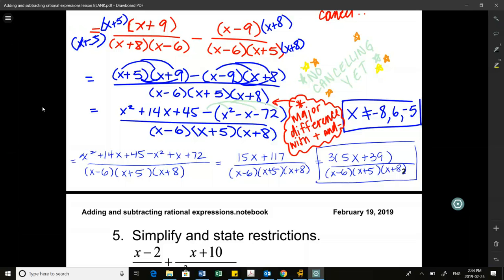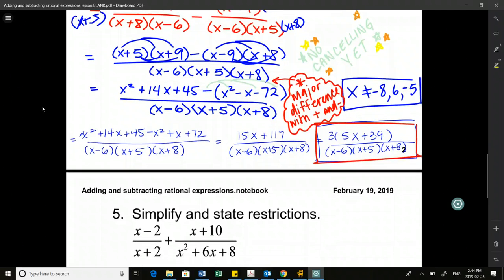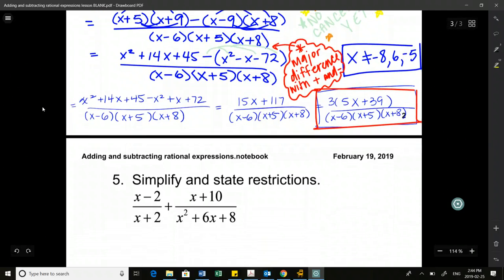Cool, okay. And I fixed this up, so this is what the final answer should look like. I just had it crammed in the side there, so I just wrote it. Okay, good. Okay, let's try another one.